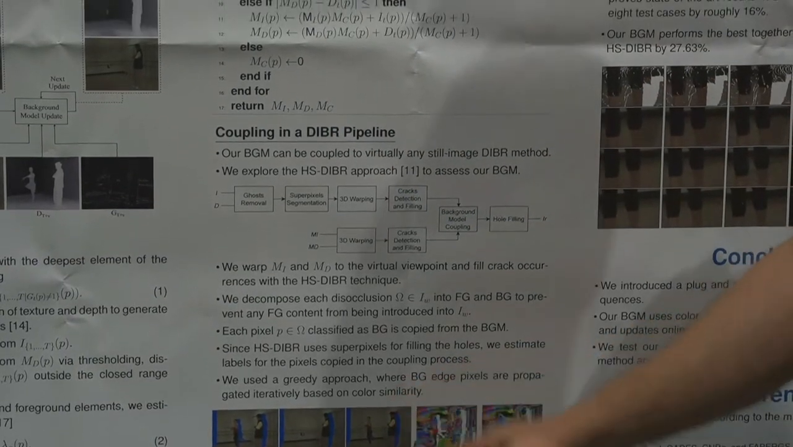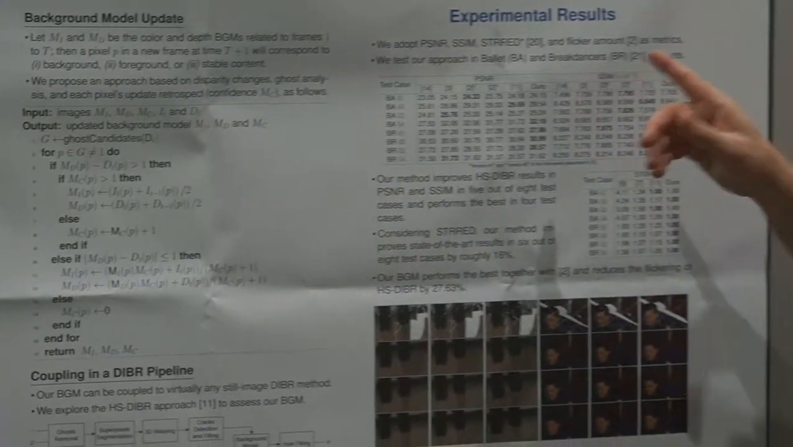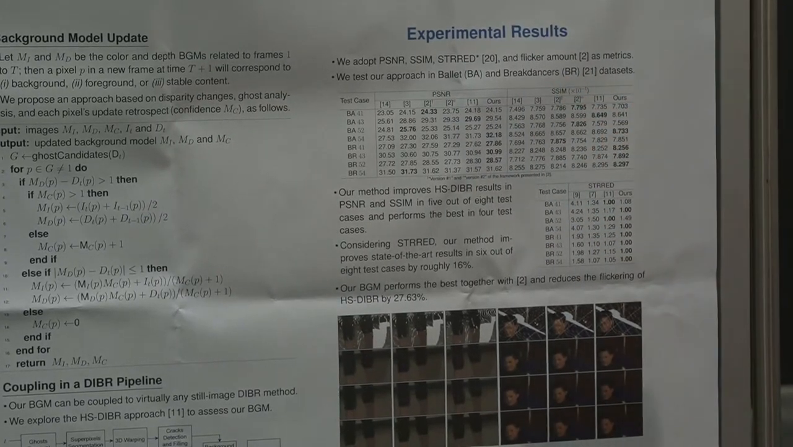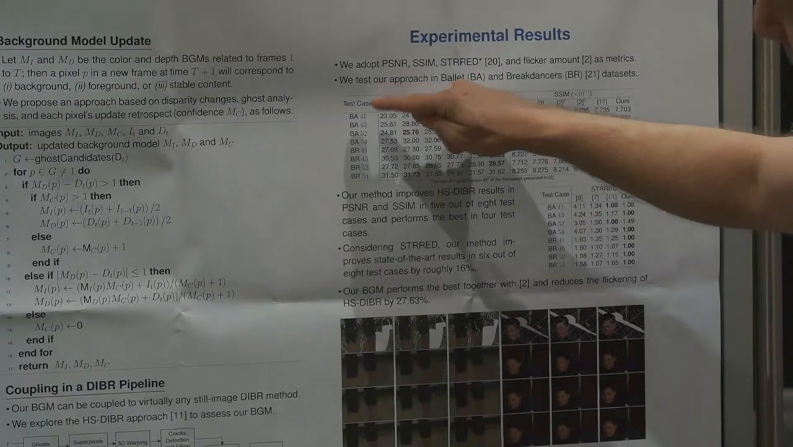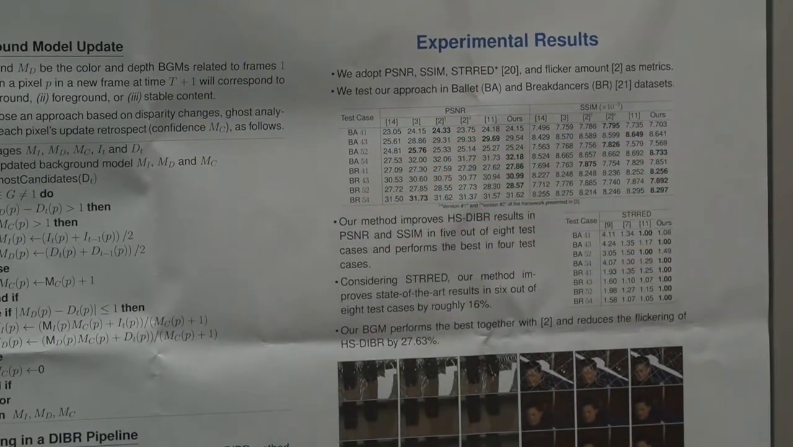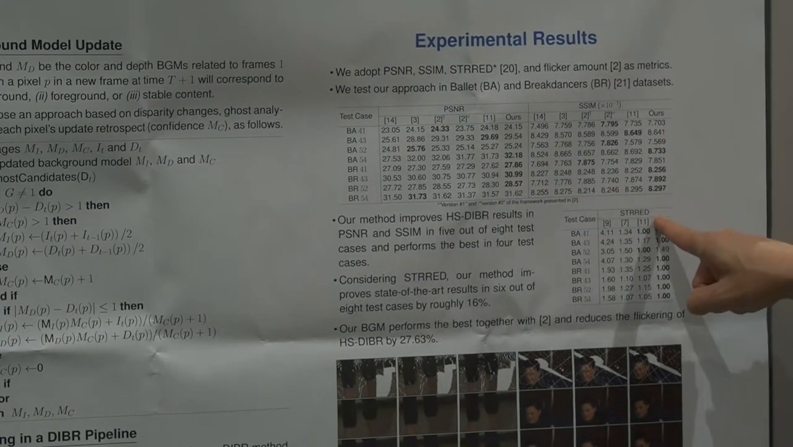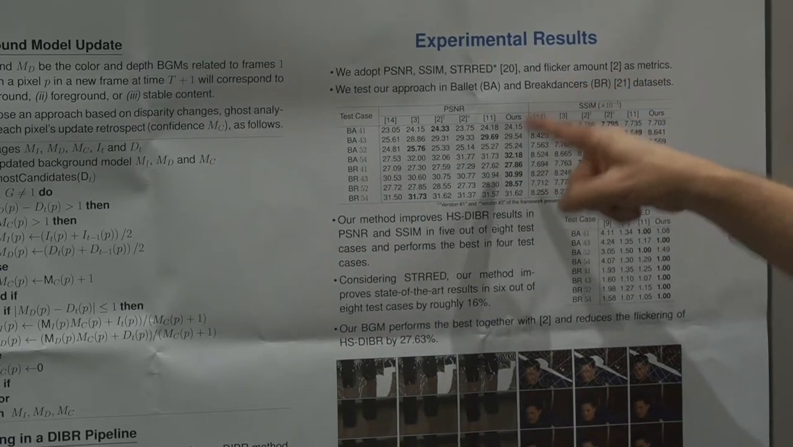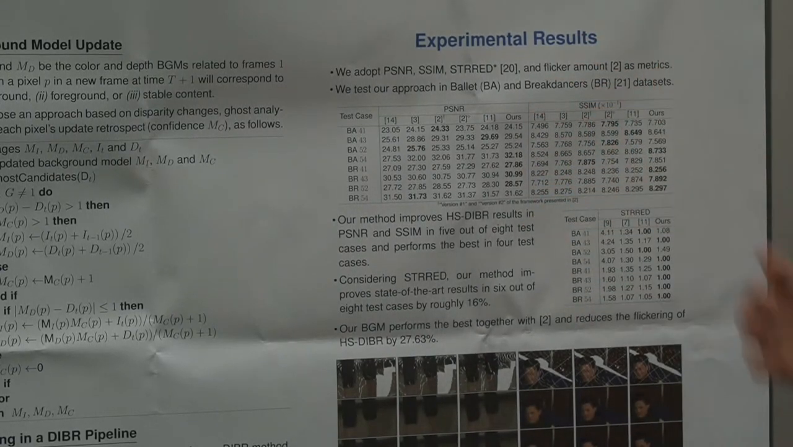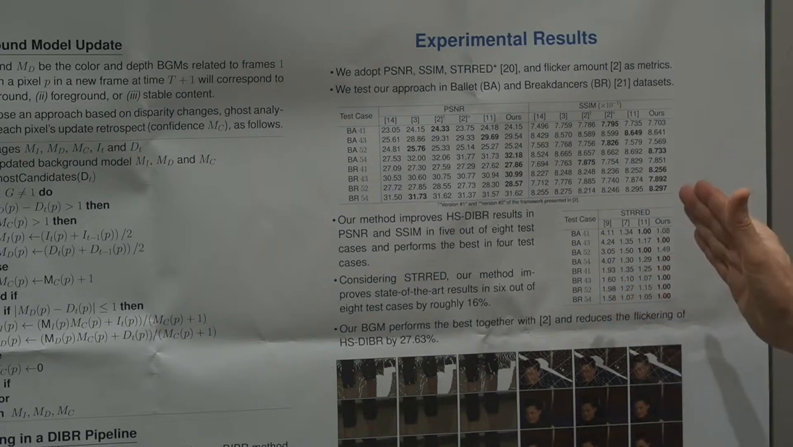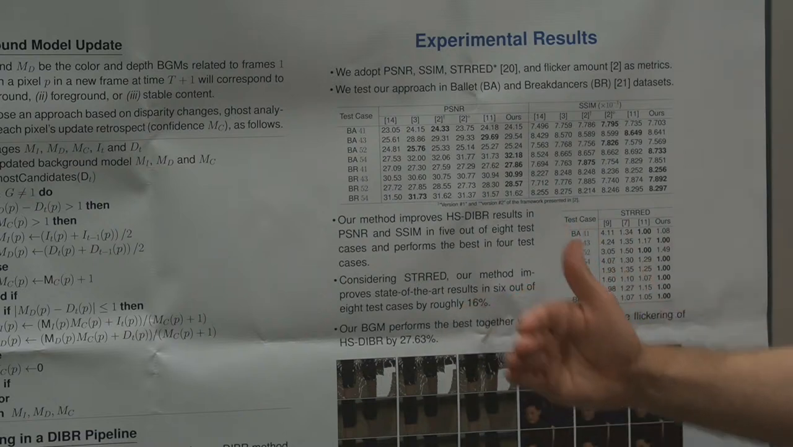In terms of results, this is the frame-by-frame PSNR and SSIM computed for eight datasets. In terms of PSNR and SSIM, we get the best results in 4 out of 8, which is maybe not that impressive, but the main goal here is not to improve the frame-by-frame accuracy, but to improve the temporal smoothness.